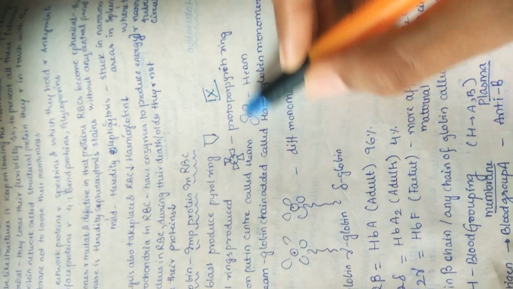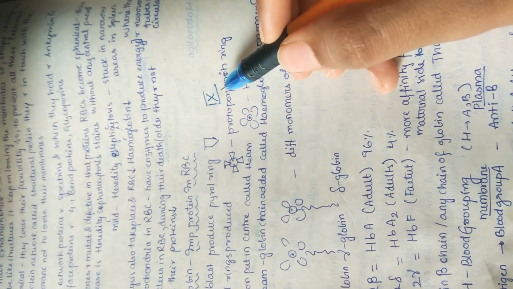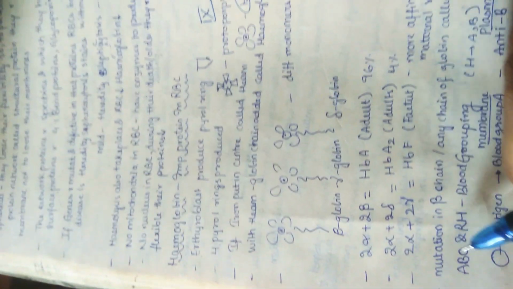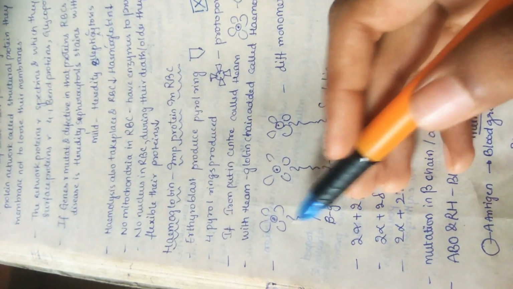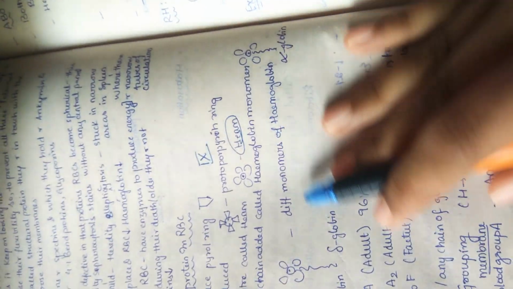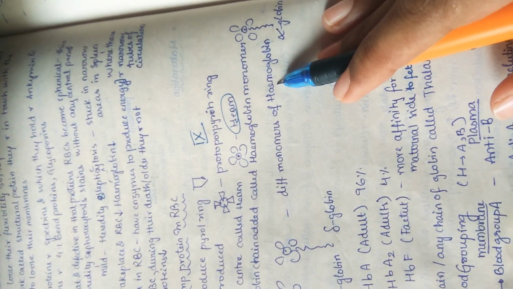So protoporphyrin ring 9 along with the iron, this molecule is called heme. And globin chains are attached, right? So heme along with a globin chain is added, and now it is called a hemoglobin monomer. So you can see here hemoglobin. Different monomers of hemoglobin are here.